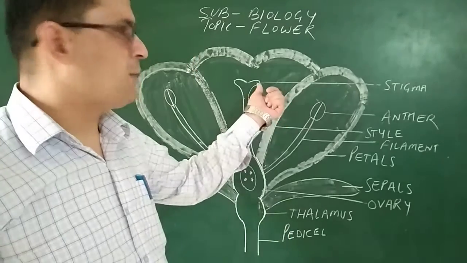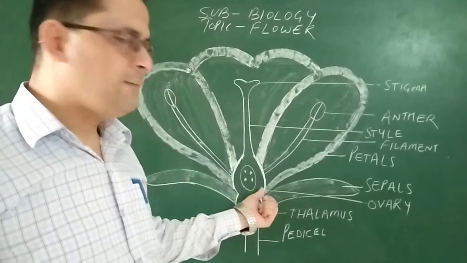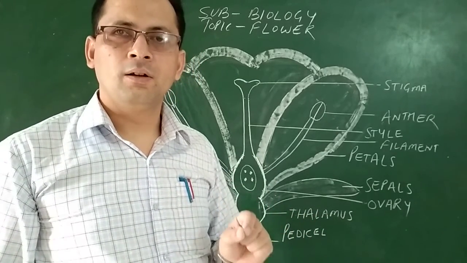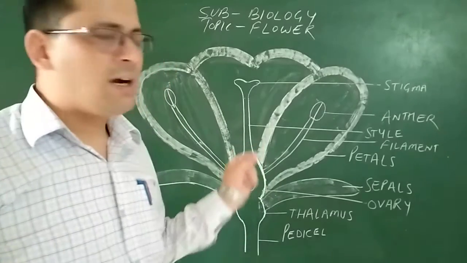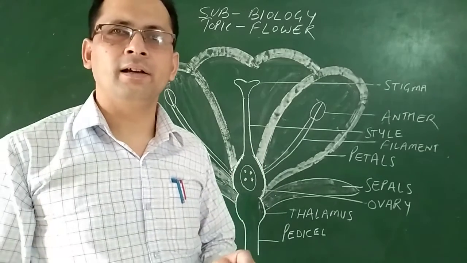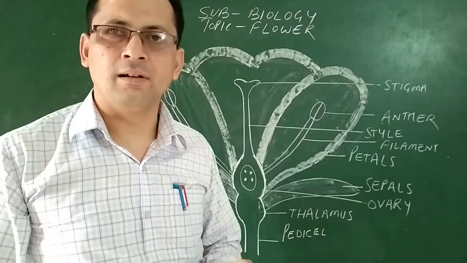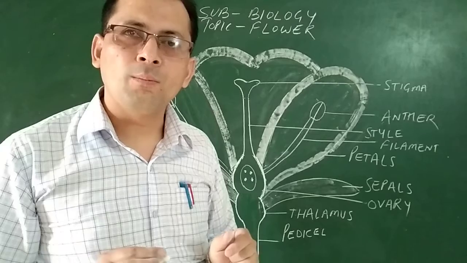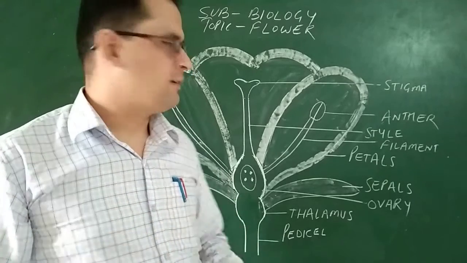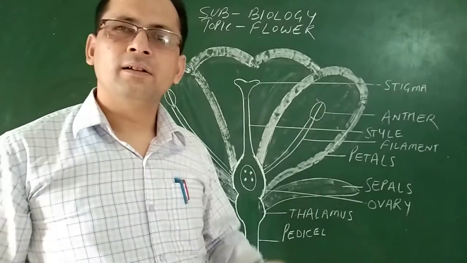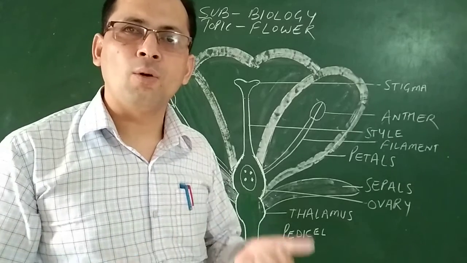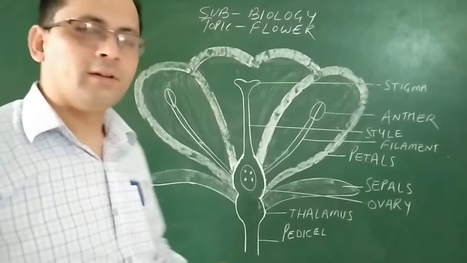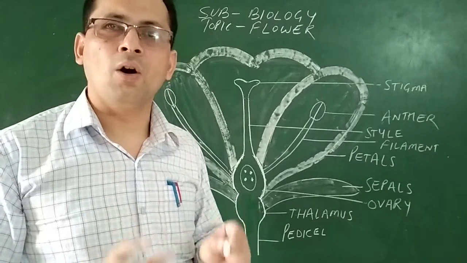Okay, then this stigma, style and ovary make up the female part of the flower. Okay, so the male part is stamen and the female part is carpel or pistil. This ovary, style and stigma together form pistil or carpel, and the filament and the anther, which contains the pollen grain, together form the male part, that is stamen. Okay, so this is all about the structure of the flower.